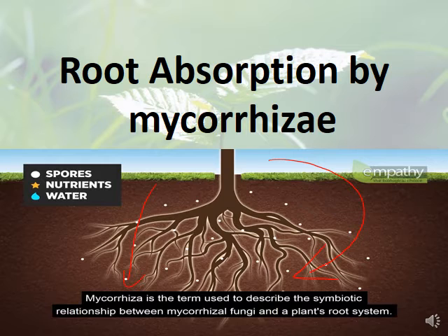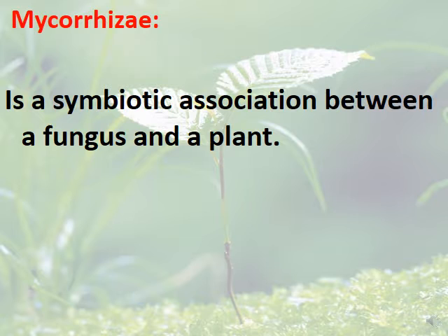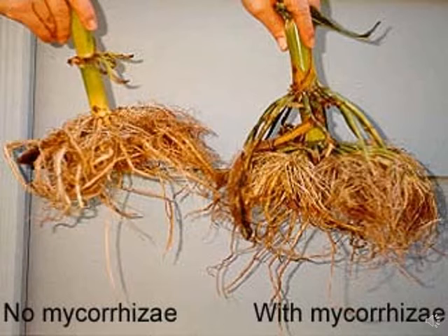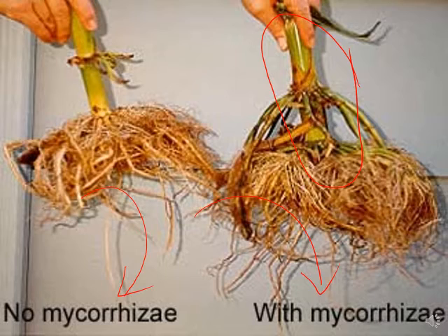Mycorrhizae has an important role in the growth of the plants, and let's see this role. Mycorrhizae is a symbiotic relationship or association between a fungus and a plant. This is the growth of ash trees in the presence of mycorrhizae and with no mycorrhizae. If you see here, we have a normal growth or more, meaning a higher or better growth in the presence of the mycorrhizae than in the absence of them.